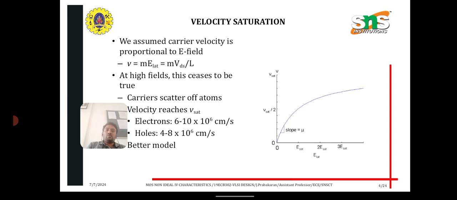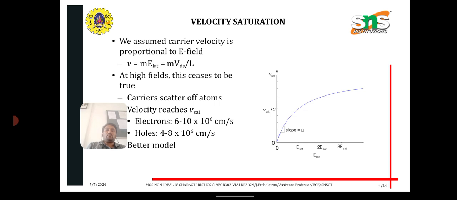Here we assumed carrier velocity is proportional to the electric field, that is, the carrier velocity v equal to carrier mobility mu into lateral electric field E lateral, which is equal to mu into VDS divided by L. At high electric field, this ceases to be true. Velocity reaches v saturation.